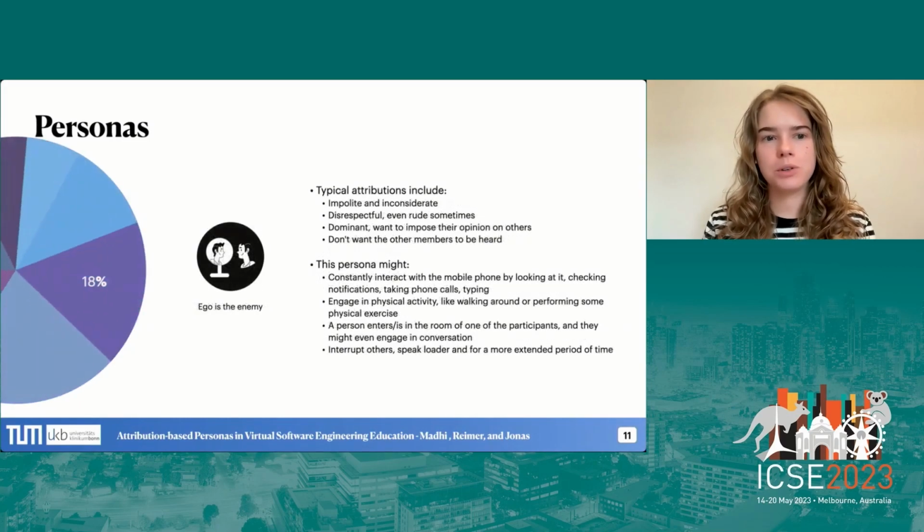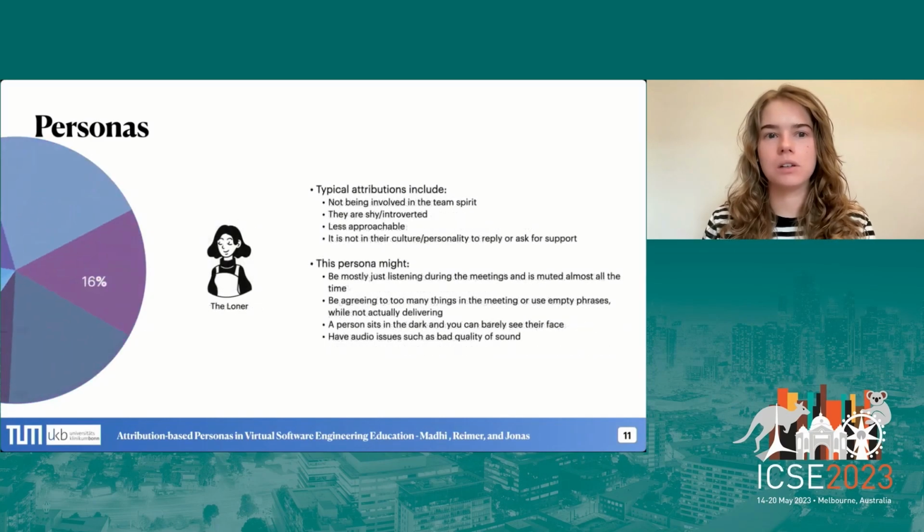The third of the main personas is ego is the enemy. Again, here we have some attributions, like being impolite or disrespectful. And this persona would also be constantly interacting with the phone or engaging in physical activity or having distractions on the outside, like talking to somebody else or interrupting others.